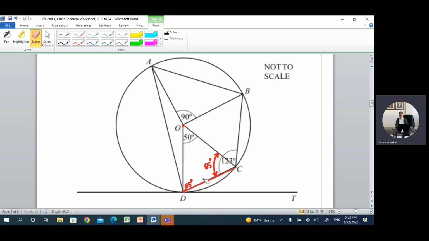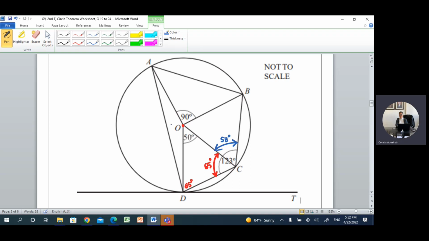So we found 2 angles so far. Okay, all right. And directly, I can find this angle here by subtracting the 65 from 123. And it will be 58 degrees.